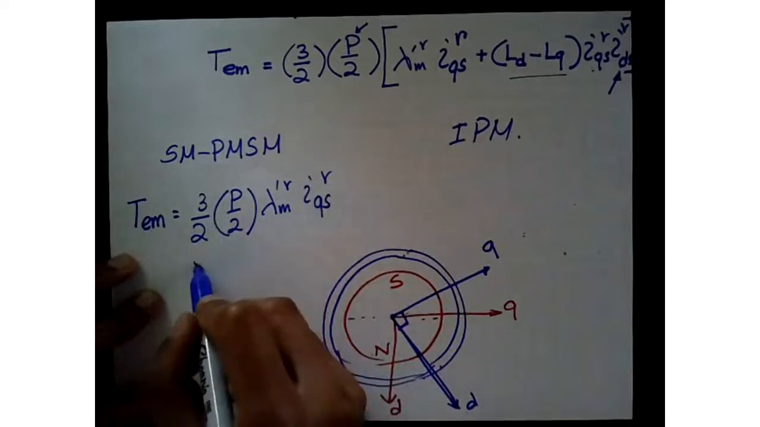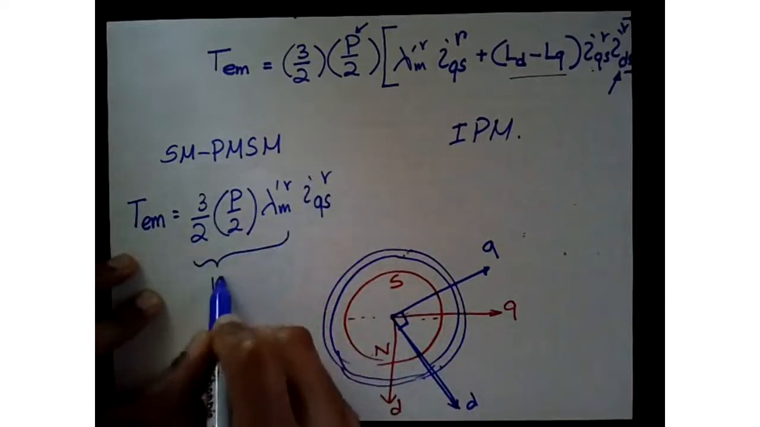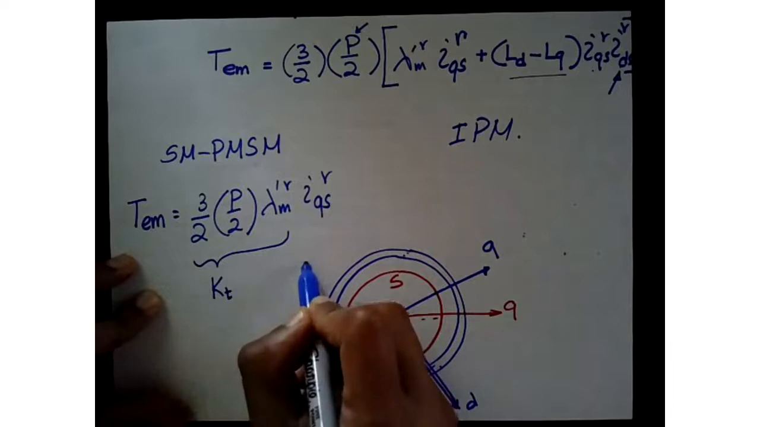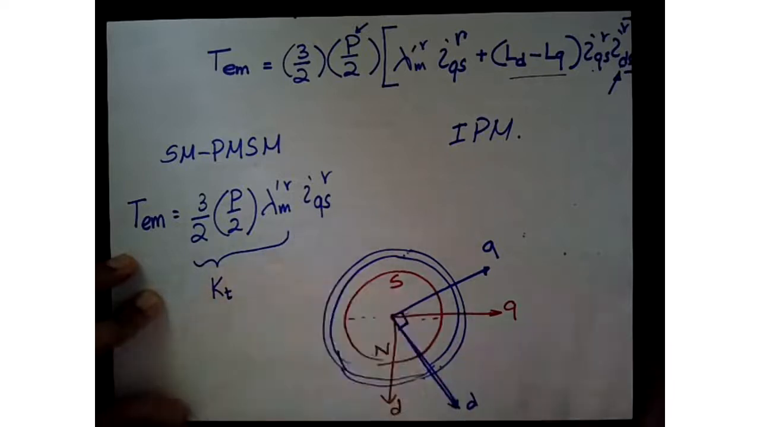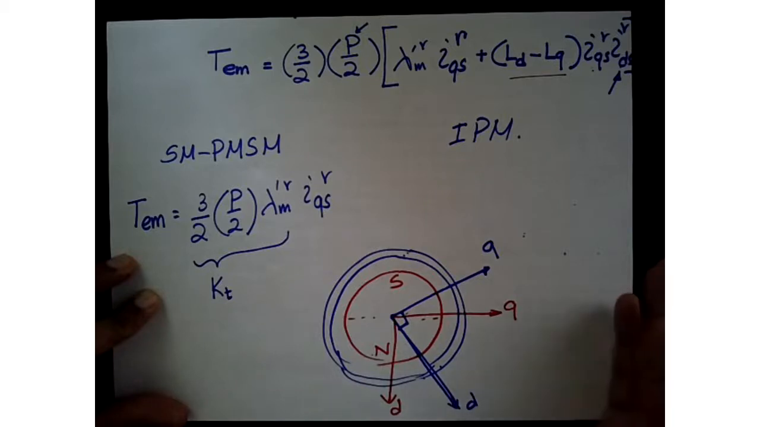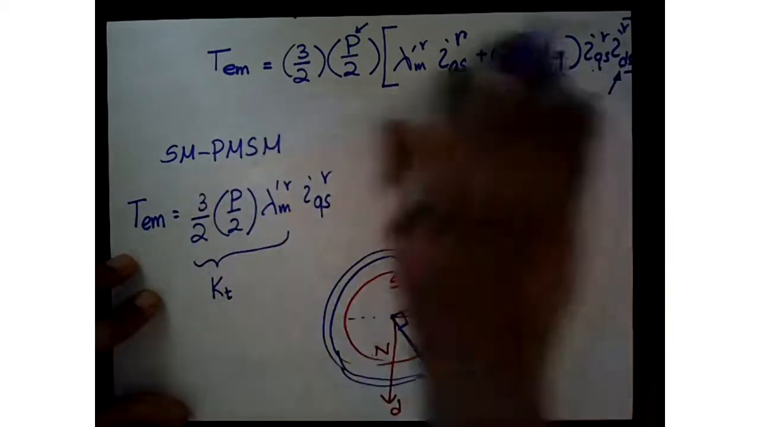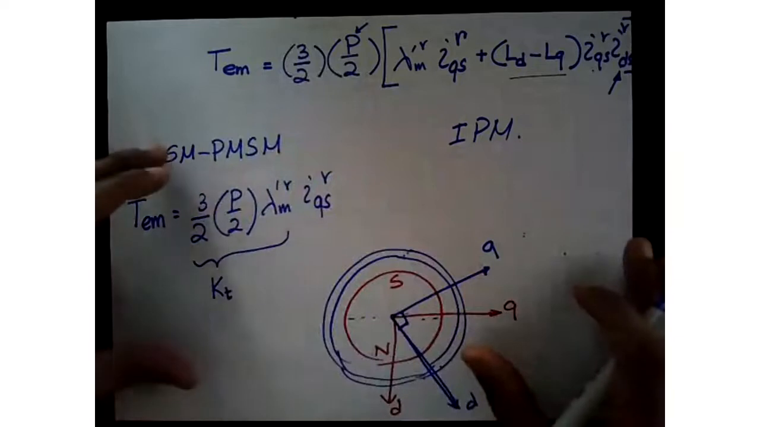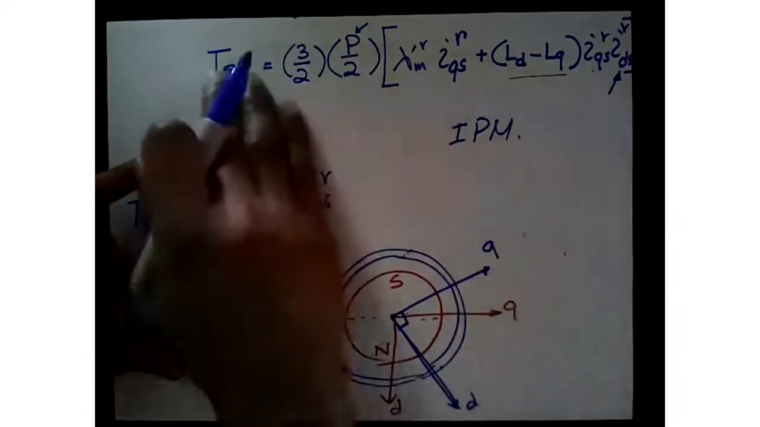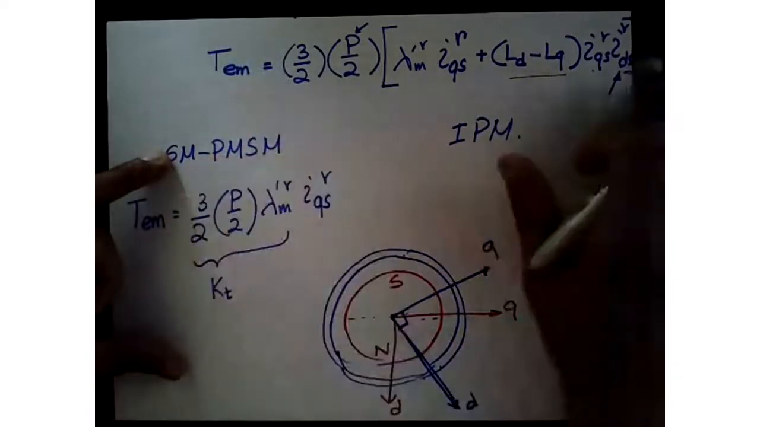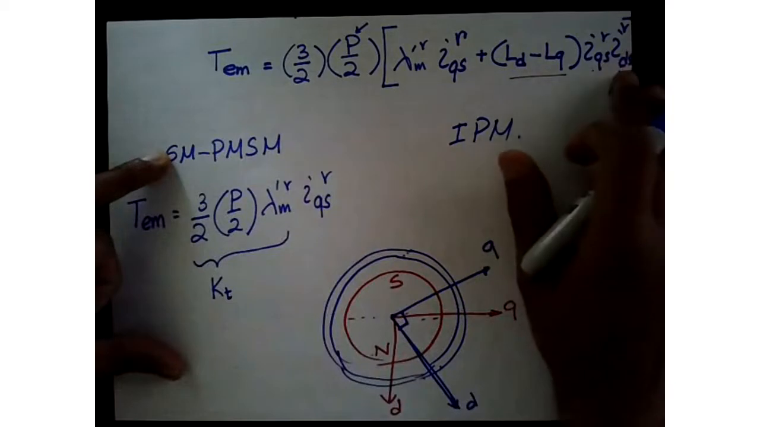You have an equation similar to KT times IA, like a DC motor. Very simple, very easy to understand. Once you have a good understanding of this, you can think about using the IPM machine and this ID current.